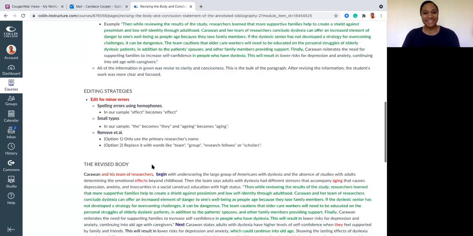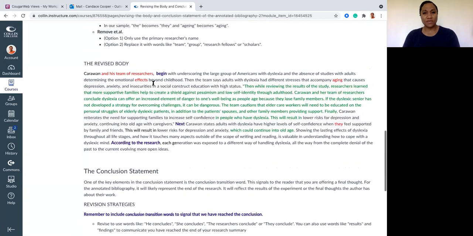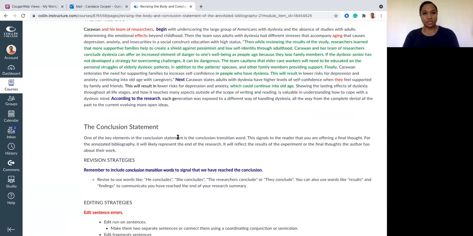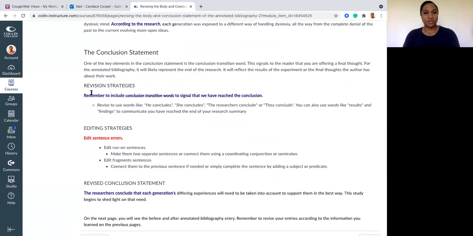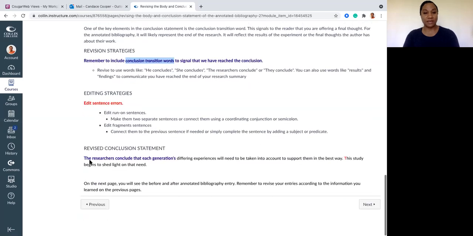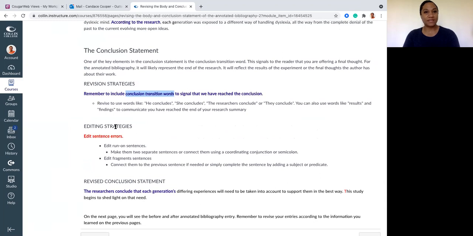All right. Okay, so I pretty much covered the information here. This just gives you an idea of how those transition words were used in the sample. Keep in mind, you definitely want to include the conclusion transition words to communicate the conclusion statement. All right. Are there any questions about any of this?